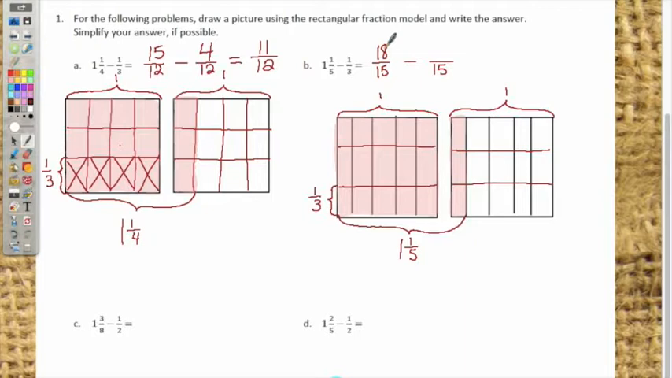Okay, so now what am I subtracting? 1/3. Okay, so how many 15ths is that? 5. 5 15ths. So the answer? 13. And if I counted all those shaded boxes, do you think I would have 13 of them? Forgot to circle, didn't I?